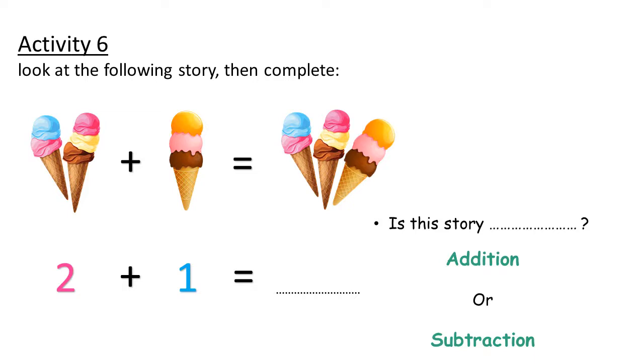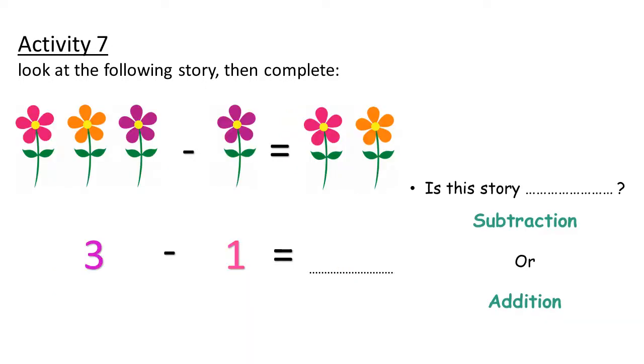Last activity, look at the story, complete it, and then choose whether it is an addition or subtraction story. We have here 2 ice creams and 1 ice cream, so 2 plus 1 equals 3. This story is addition because the number gets bigger. If I have 3 flowers minus 1 flower, they will become 2 flowers. Is this story subtraction or addition? It is subtraction. I hope you understand that chapter. Thank you so much.